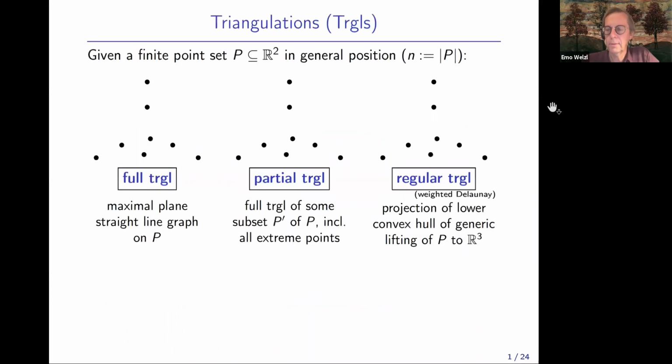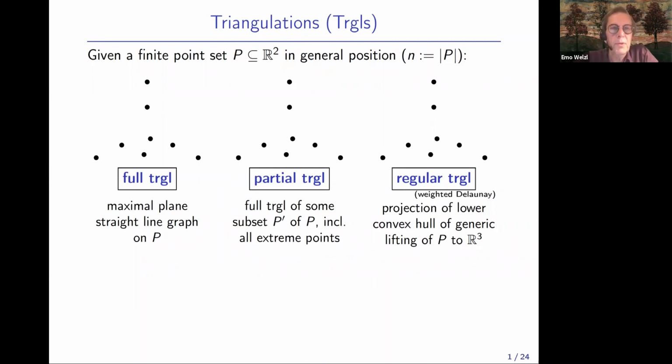So let's start right away with triangulations. Even if you know what a triangulation is, I think it's important for the talk to do this carefully. Actually, there are three types of triangulations I would like to talk about for the context. So there are full triangulations.